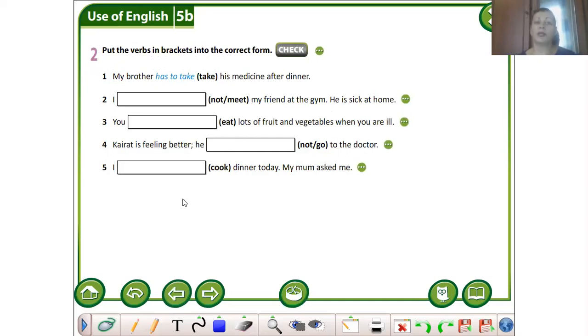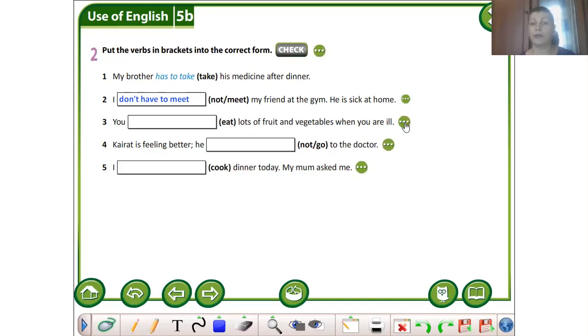Put the verbs in brackets into the correct form. Look at the example. My brother has to take his medicine after dinner. I'm going to make some pauses. You have a chance to make your own sentence. Then I will show you the correct answer. Now let's start. My friend at the gym. He's sick at home. I don't have to meet my friend at the gym. He's sick at home.